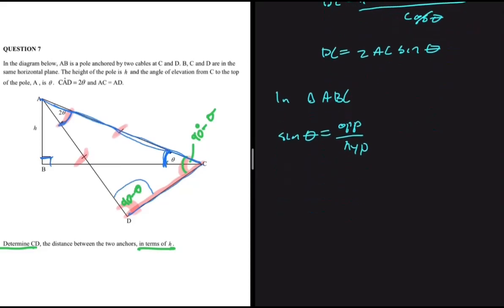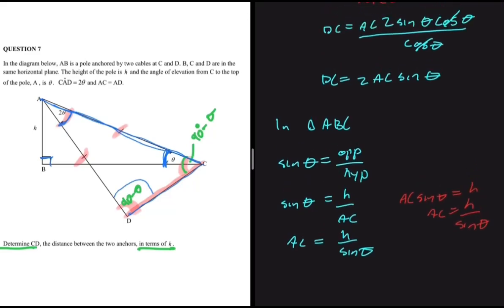So sine of theta will just stay as sine of theta because that angle is theta, right? So we're going to have sine of theta being equal to the opposite, which is H, divided by the hypotenuse, which is AC. And then if we solve for AC, we get AC is equal to H divided by sine theta. For the faint-hearted ones, what we did here, we cross-multiplied. We got AC sine of theta is equal to H, so AC will be H divided by sine of theta. So now that we have AC, right, we can substitute AC back into DC, right?